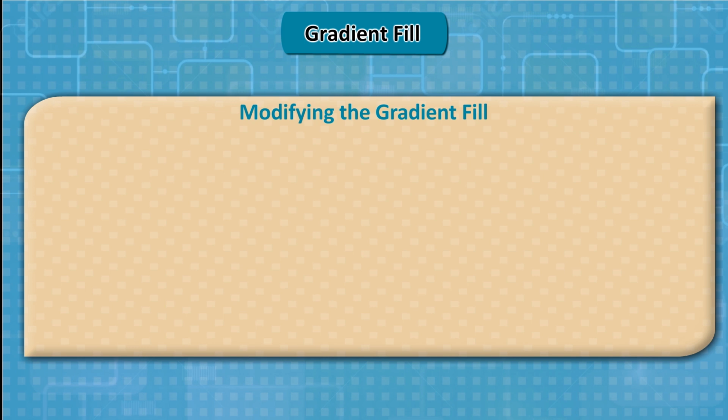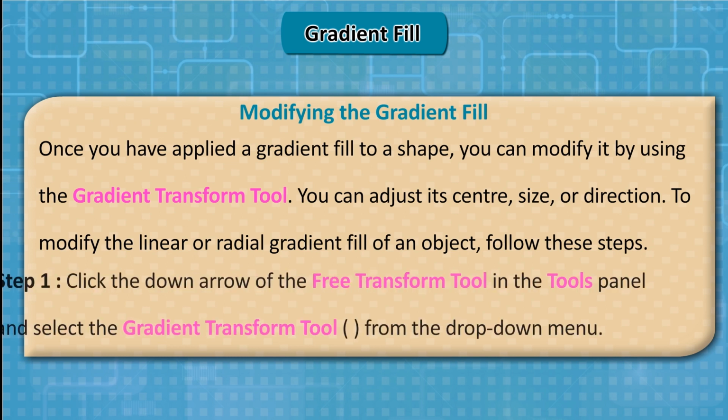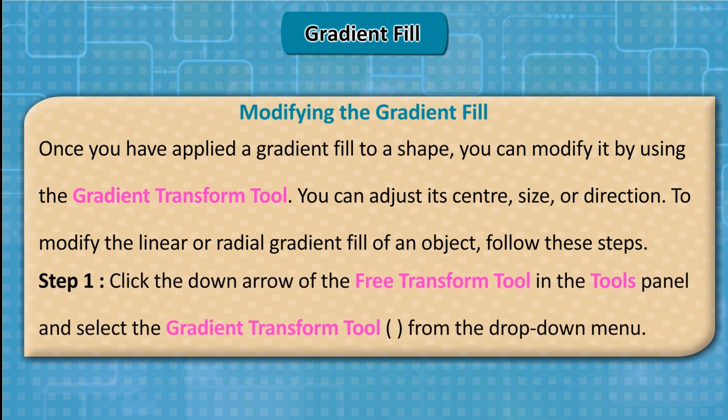Modifying the gradient fill. Once you have applied a gradient fill to a shape, you can modify it by using the Gradient Transform tool. You can adjust its center, size, or direction. To modify the linear or radial gradient fill of an object, follow these steps. Step 1. Click the down arrow of the Free Transform tool in the Tools panel and select the Gradient Transform tool from the drop-down menu.